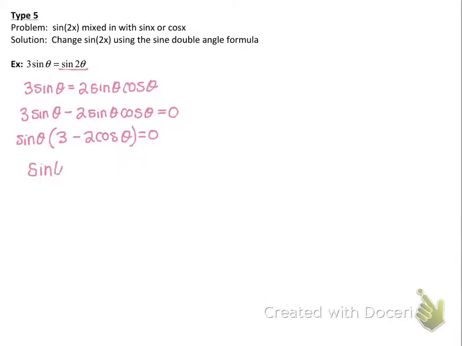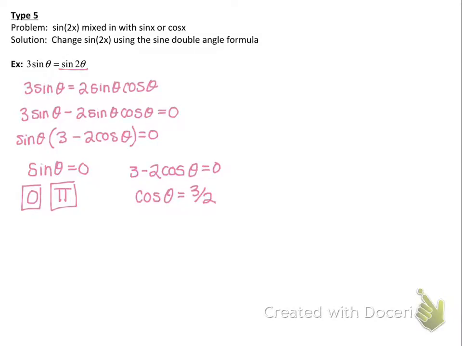So my first trig equation is sine theta equal to 0, and sine is 0 at 0 and at pi. And then over here, I have 3 minus 2 cosine of theta equal to 0. So if I subtract 3 and divide by negative 2, then I get cosine of theta equals 3 halves. And we can't have a value of cosine that is greater than 1, and this is 1.5, so we have no solution. If you put this in your calculator it would say you have a domain error, which means no solution.